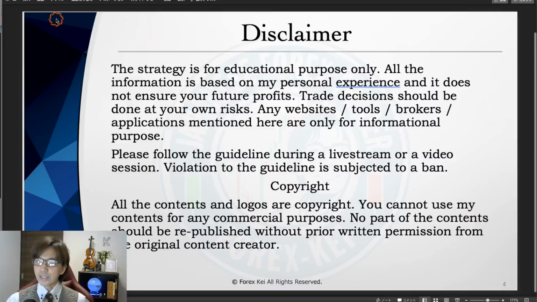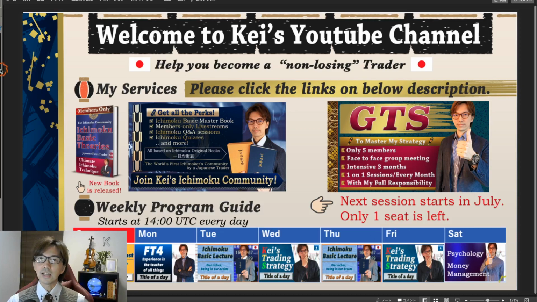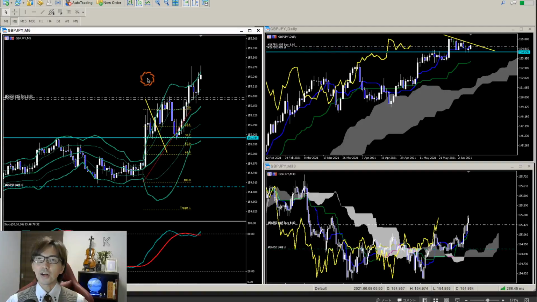Okay, so let me switch it to the MT5 because I took the trade on the pound JPY. So here is pound JPY, and on the upper right is the daily chart. On the upper left is the 30-minute time frame, and on the left is a 5-minute time frame.